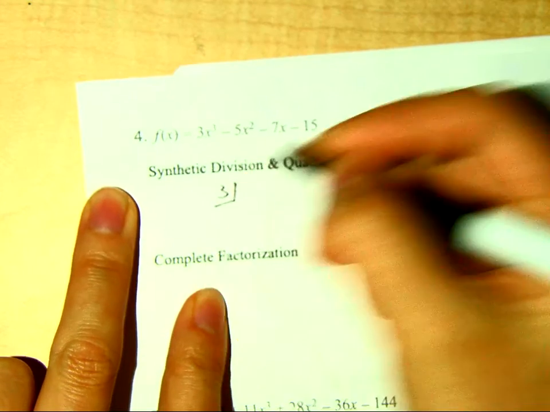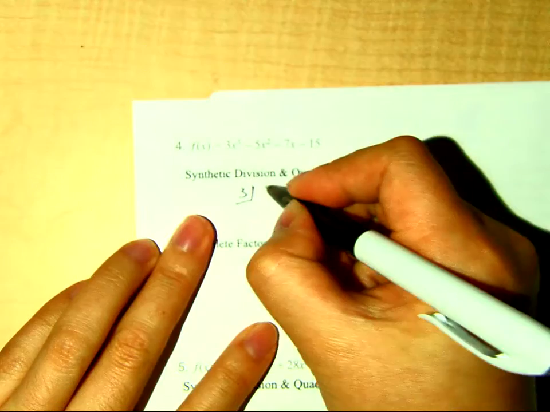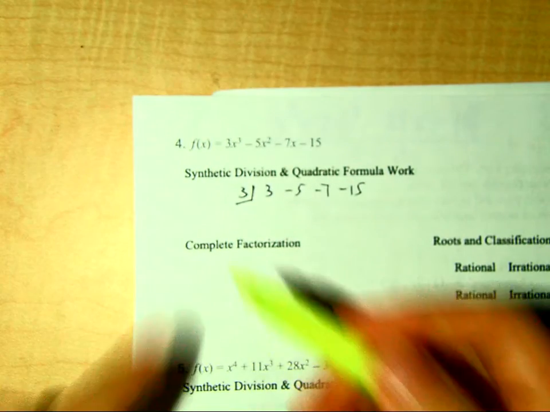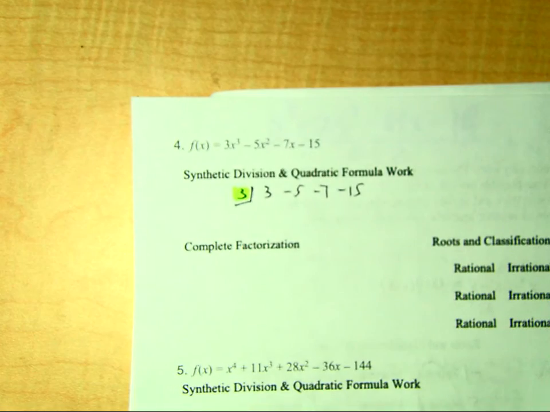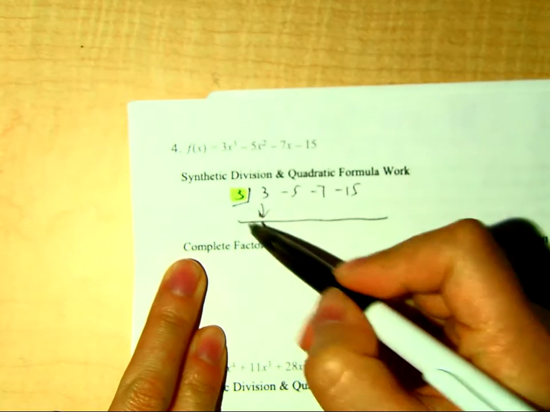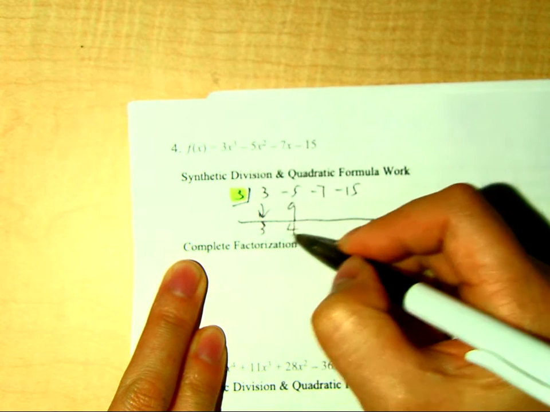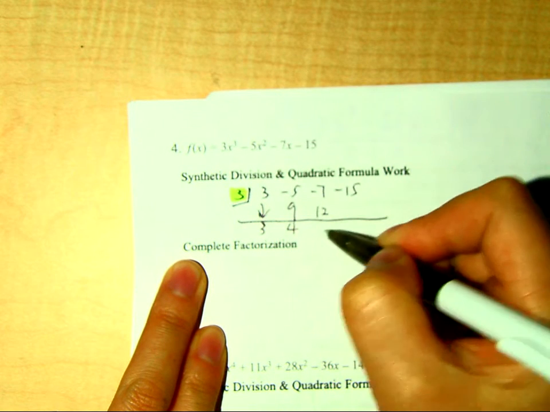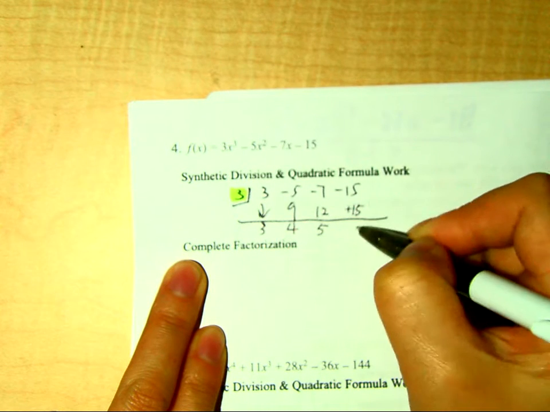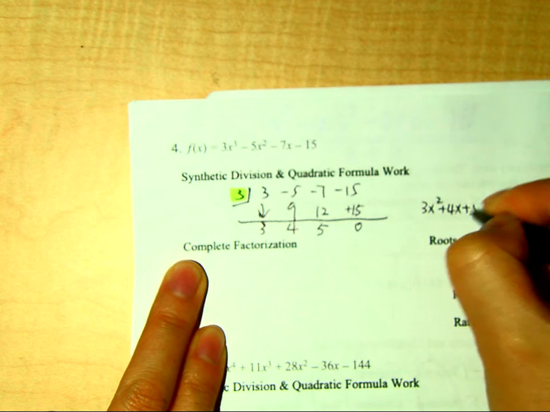So we divide by 3. And then bring down 3, negative 5, negative 7, negative 15. Okay, and I'm highlighting this one to make sure you are not missing this term. And bring down 3, multiply 9, add 4, multiply, add, multiply, add. So we have 3x squared plus 4x plus 5.